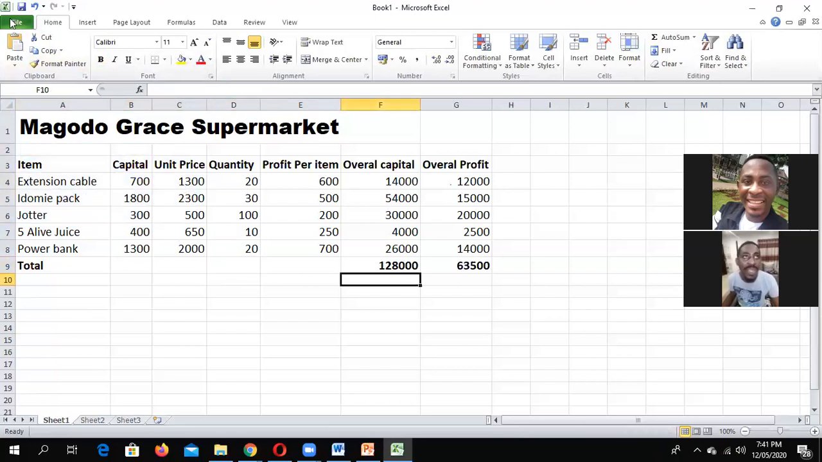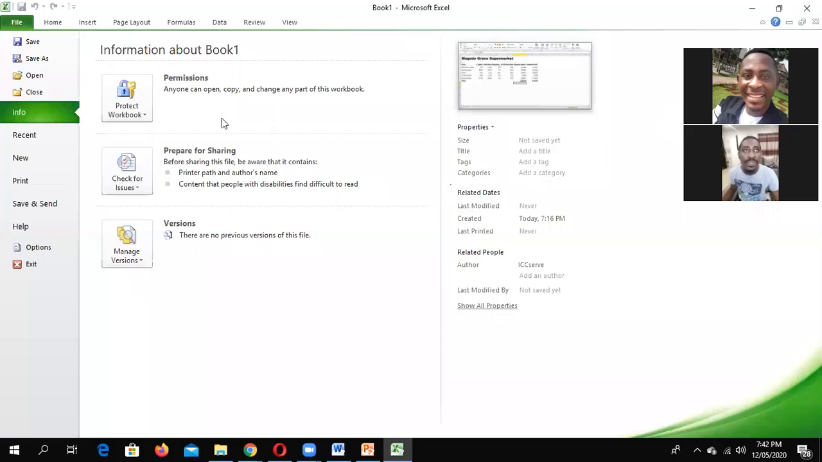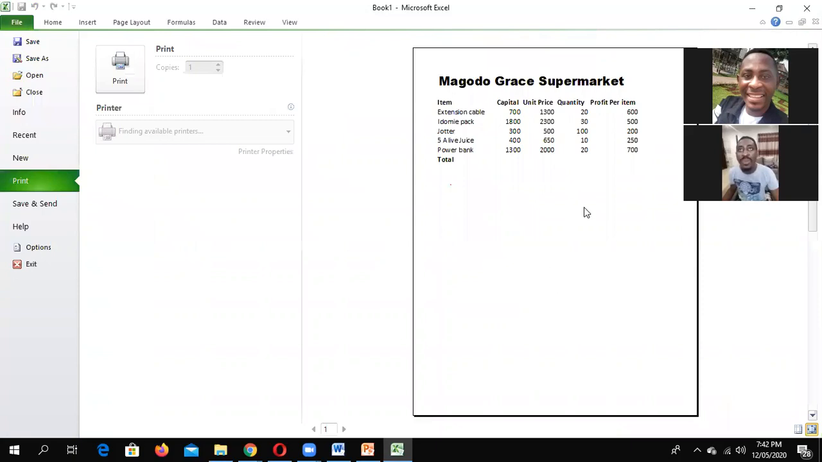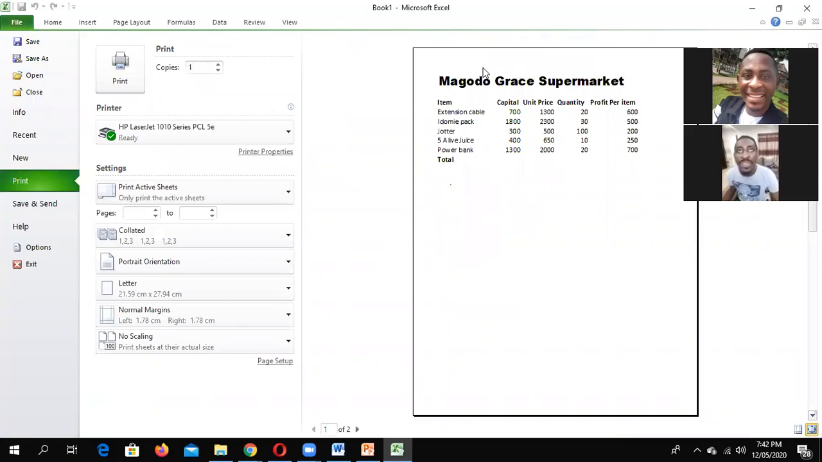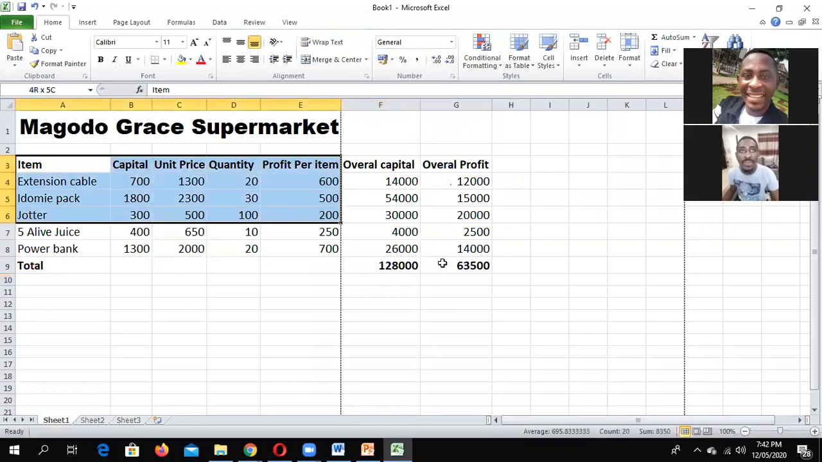First of all, let's go and see the print preview. If you check the print preview here, basically it's not showing a table. There's no table. Everything is not well organized because there's no table demarcating and all of that. So now let's add a table to make it look better.